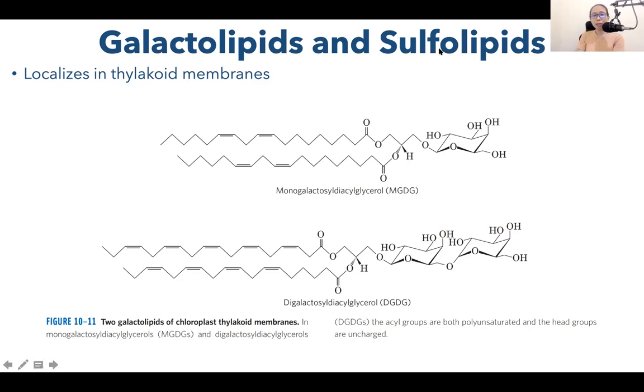Yung sulfolipids pala, ano lang siya, sulfated na carbohydrate. So at least one of these OH groups na replace yan ng sulfate. Yun yung sulfolipid. So same pa rin, carbohydrate siya, pero derivatized lang.